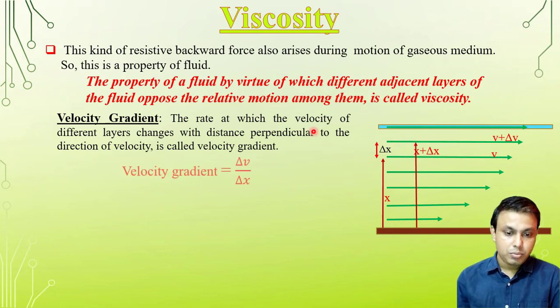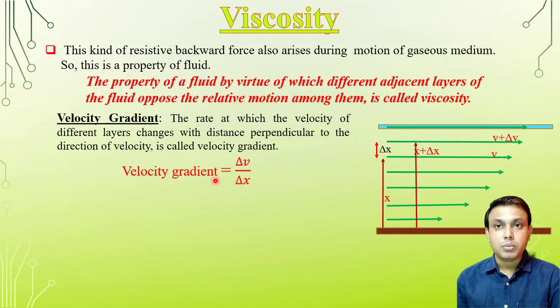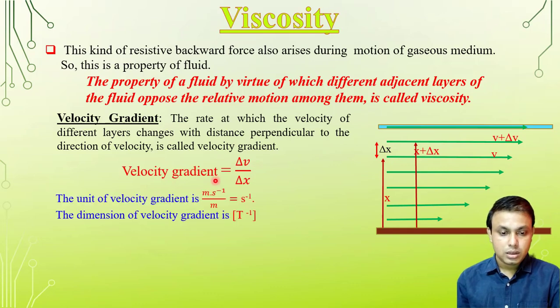So it is given by delta v by delta x. Since for delta x distance the change in velocity is delta v, so the rate will be delta v by delta x. So velocity gradient is delta v by delta x. Now what is the unit of velocity gradient?